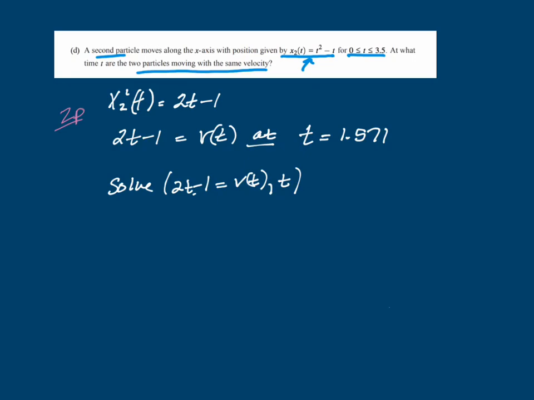You get 1 point for setting 2t minus 1 equal to v of t. And all you can do is write v of t. I guess you could write out that whole function, but v of t works just as good. And the second point is for 1.571. So those are the 2 points. All right, so that was FRQ 364.